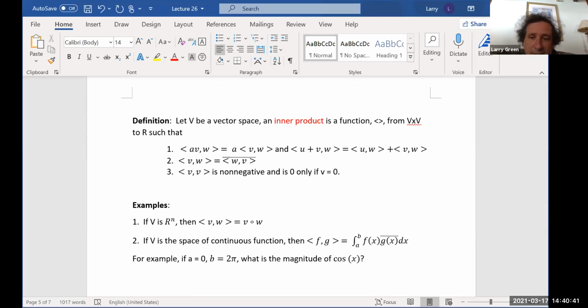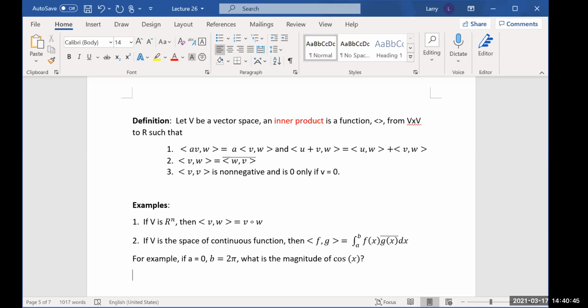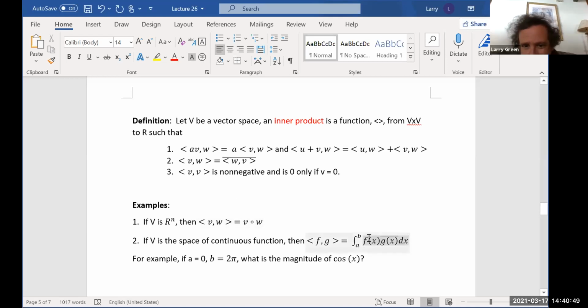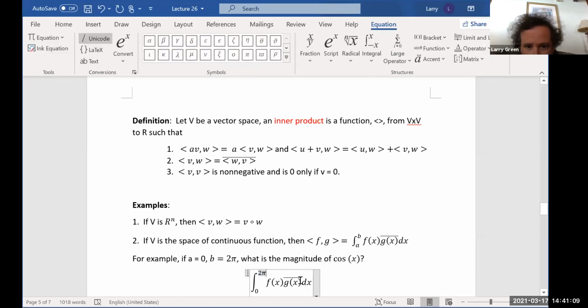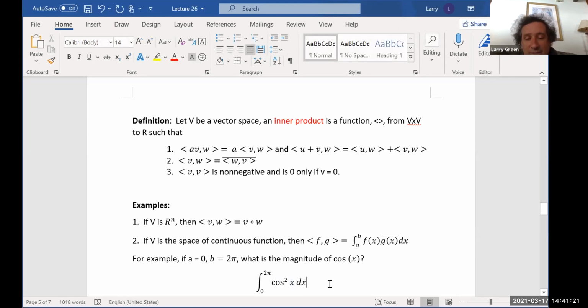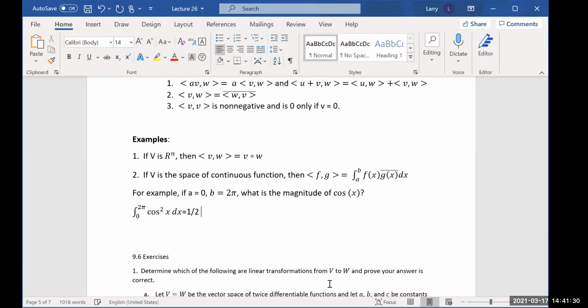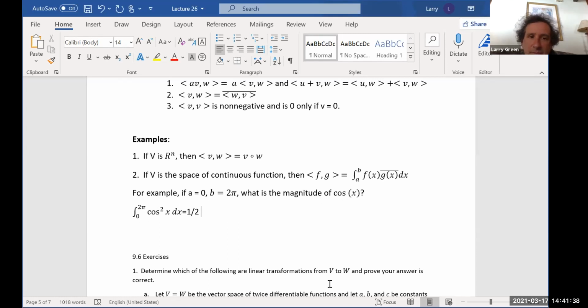Interesting little question. How do you decide? You integrate it from 0 to 2 pi. So we're going to integrate from 0 to 2 pi of cosine squared of x dx. Do you remember how to integrate that? You could say symbolab, but you get 1/2. Any questions on that? Okay.